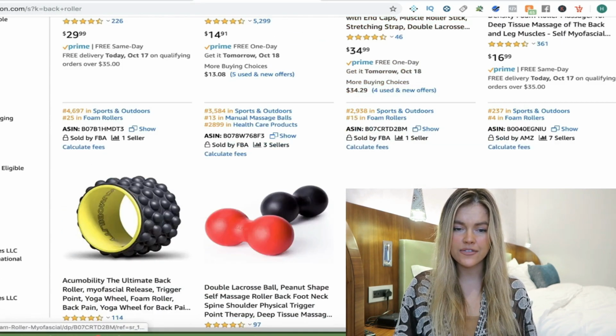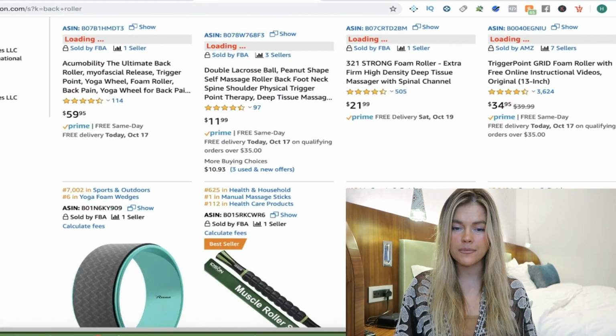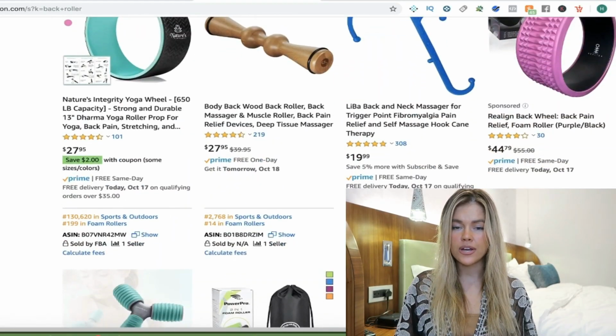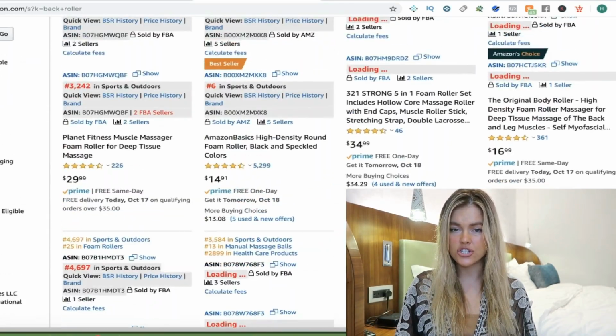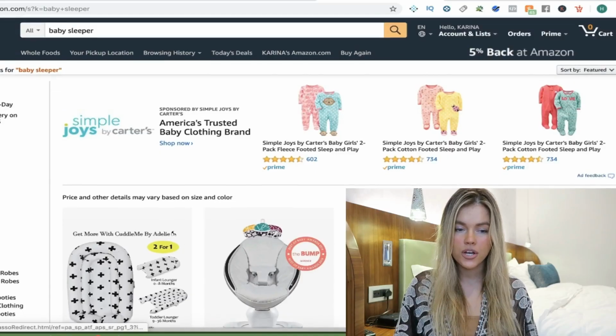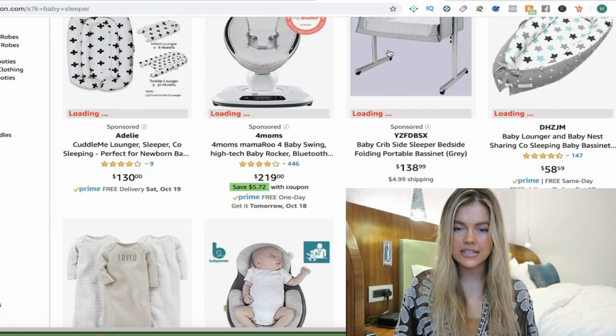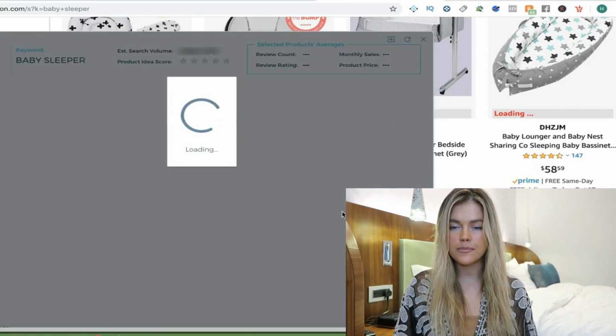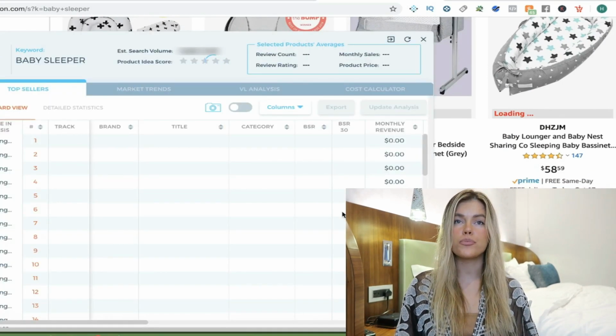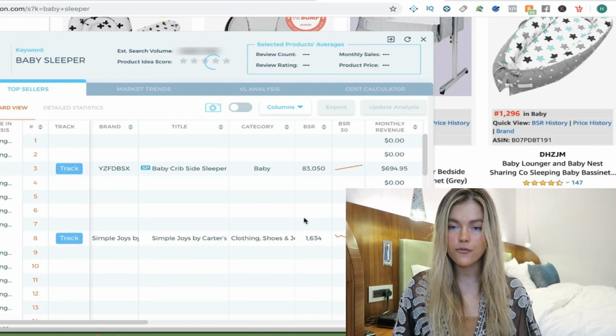Back roller, this is definitely something I see at gyms all the time, and I would say you can't really differentiate. It has high reviews because it's been around for a long time. So let's see what the deal is here. Baby sleeper. Okay, it looks like a little cute portable crib that you can put in anywhere for your child.